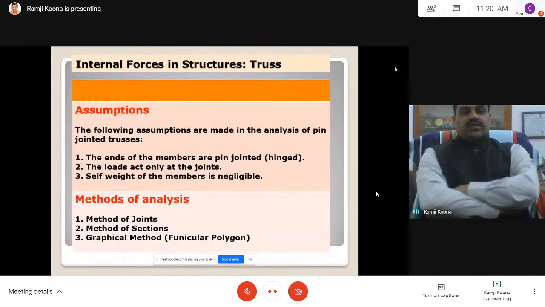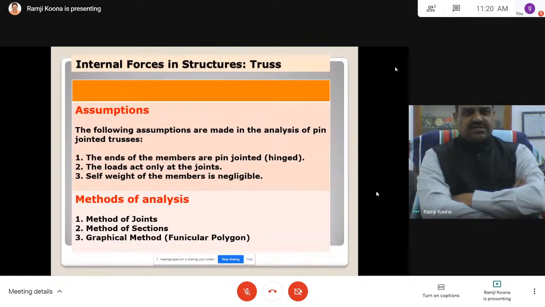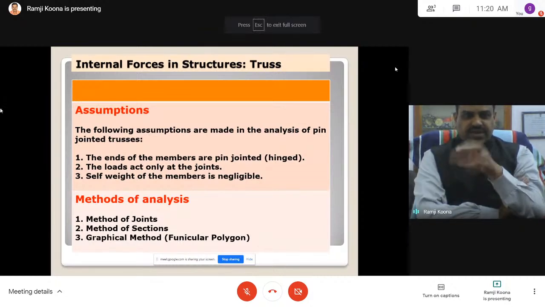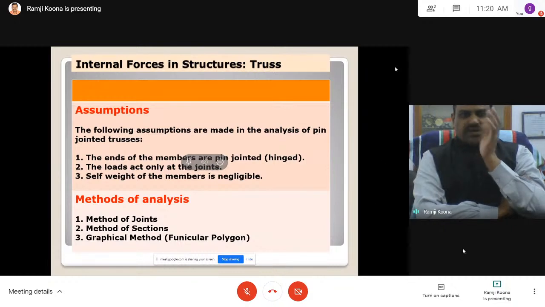See now these are the assumptions I already mentioned, but the main assumptions are pin jointed, loads at the joints, self weight is negligible. As for when you are applying a method of analysis, others are also there, but they come by default, but these are the things you have to take care about.